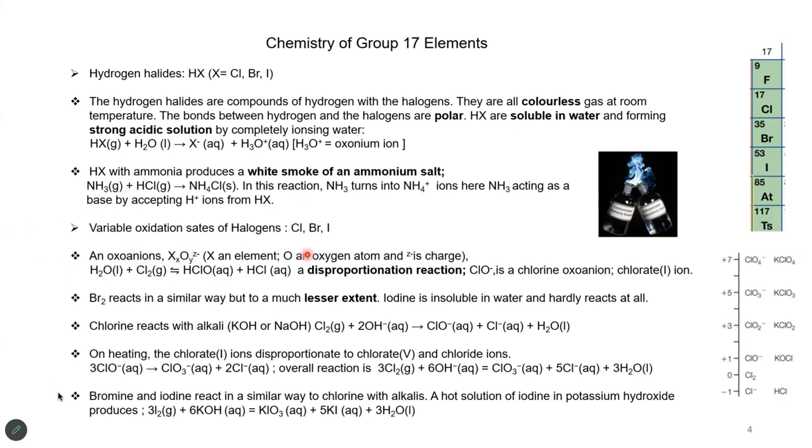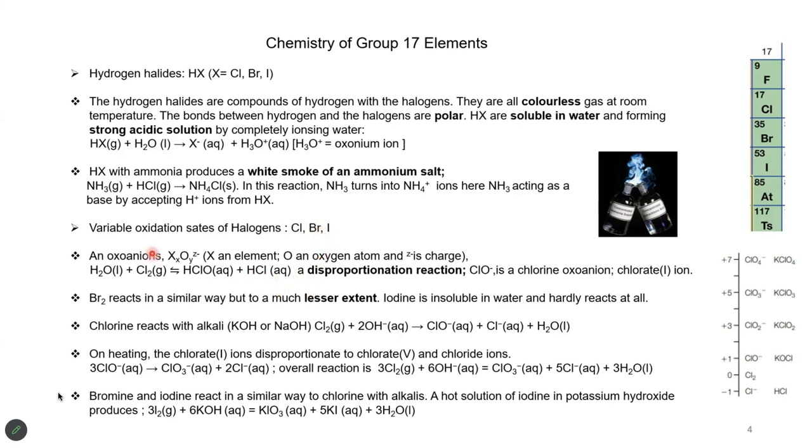Now, the variable oxidation states of chlorine, bromine, and iodine, we have to talk a little bit about it. We know that the oxidation state of chloride is always -1, so do remember it. Chlorine, bromine, and iodine, depending on the compounds, can have variable oxidation states.